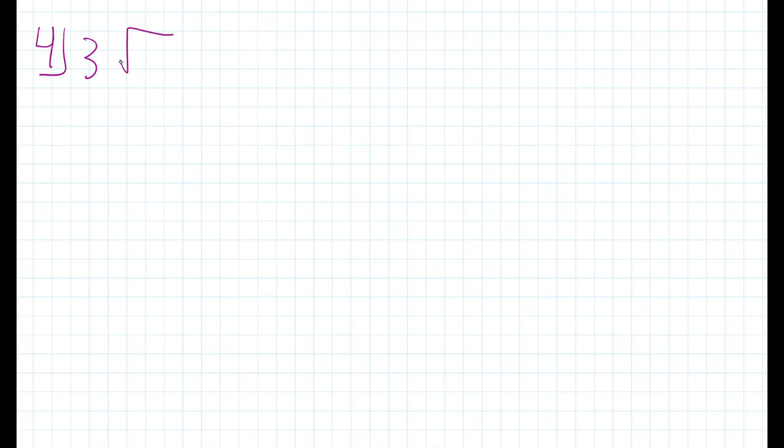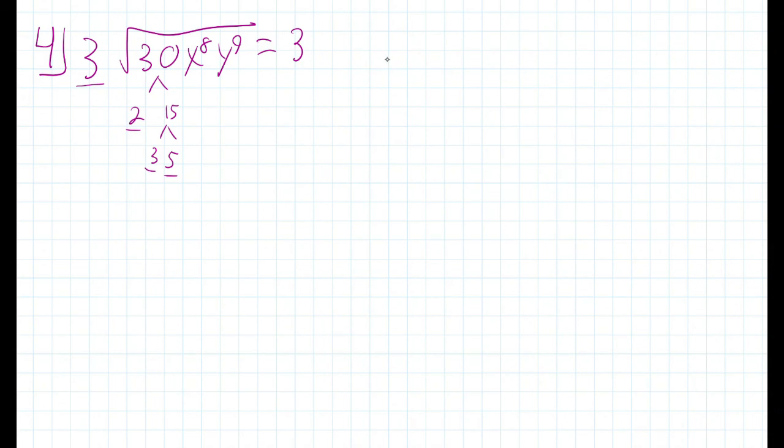We have 3 times the square root of 30, x to the 8th, y to the 9th. So 30, it's going to break down into 2 and 15. 15 is 3 and 5. However, there are no repeating numbers. There's no pair of numbers. Every number appears exactly once. So 2 times 3 times 5 is what gives us 30. And since there are no pairs, we can't move anything out in front to multiply with the 3 that's already there. So we're going to have 3 times the square root of 30.